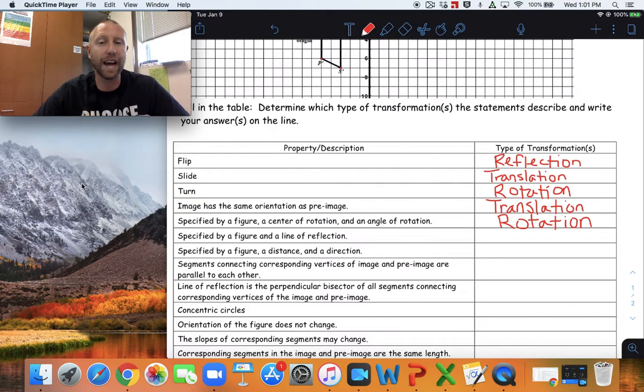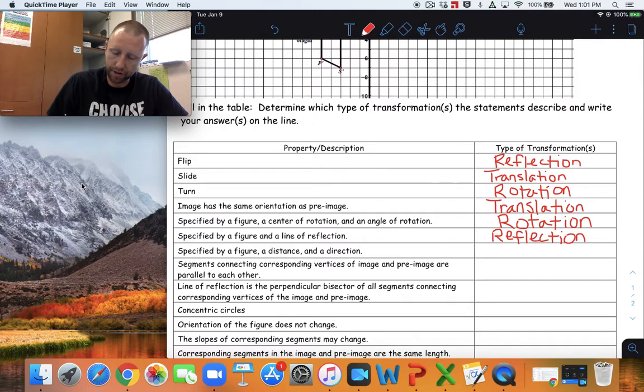Specified by a figure and a line of reflection. Gave us the answer again there. That line of reflection was a big hint. So we've got reflection. Specified by a figure, a distance, and a direction. That is a translation. So we've got all three.